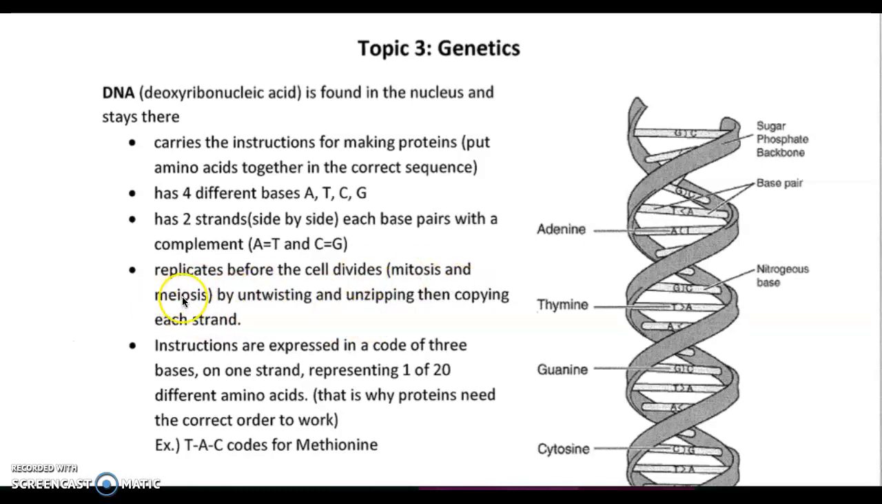Meiosis doesn't make genetically identical cells. Remember, meiosis results in sex cells, the sperm or the egg. So remember, mitosis makes body cells. Meiosis makes sex cells, sperm or egg.